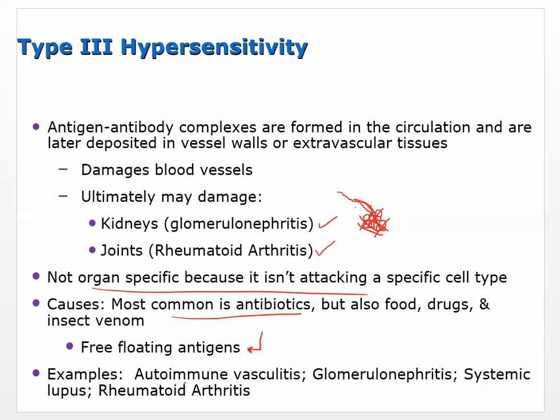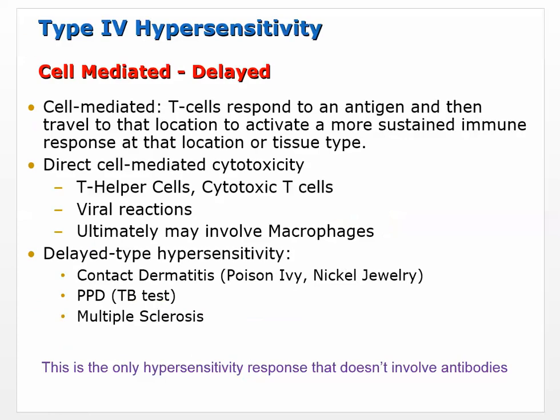So some examples: autoimmune vasculitis, so that's the vascular system, so that kind of makes sense, inflammation of the blood vessels. Glomerular nephritis that we just mentioned. Systemic lupus also originates as a type 3, and then rheumatoid arthritis that we just mentioned. We'll talk more about lupus in a minute.